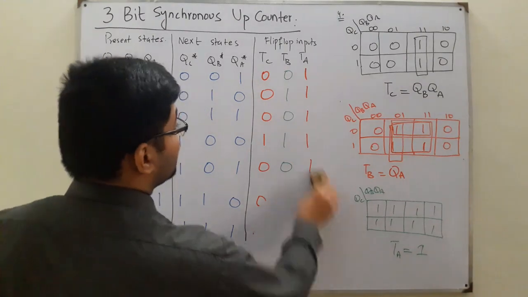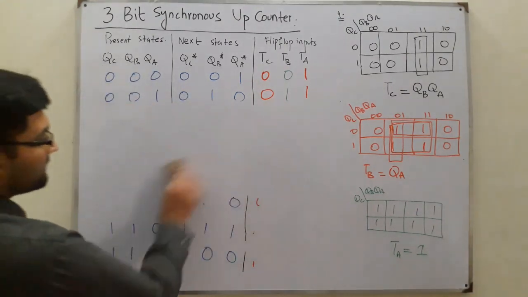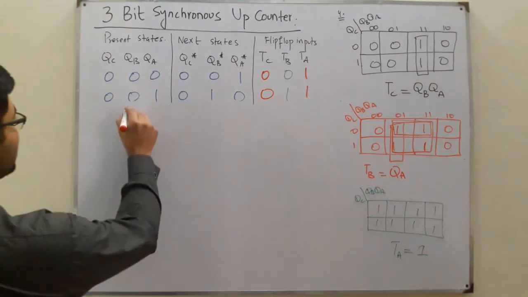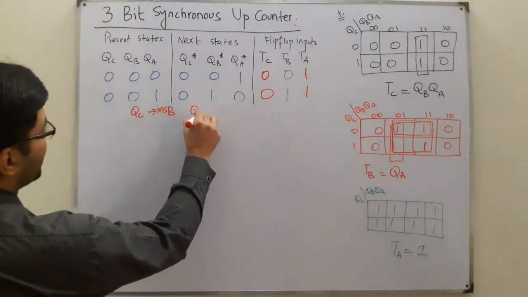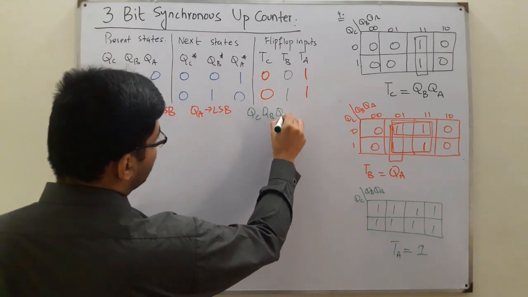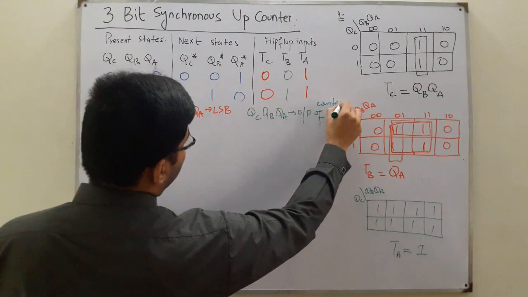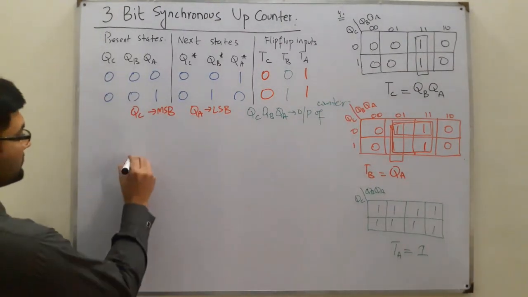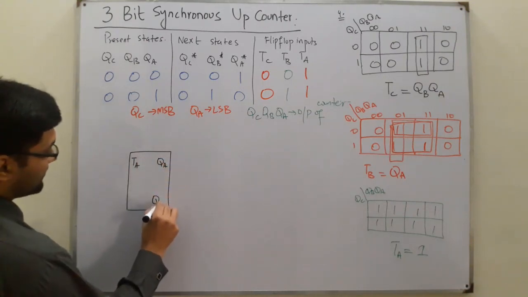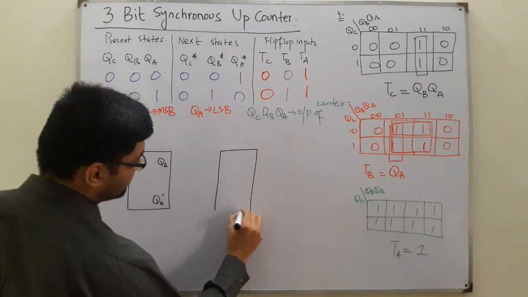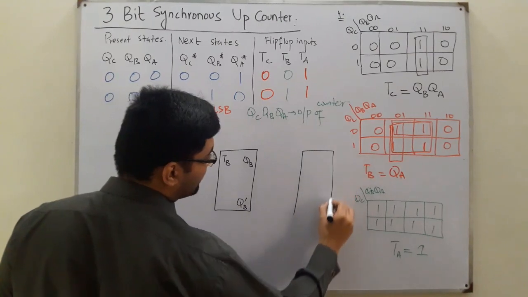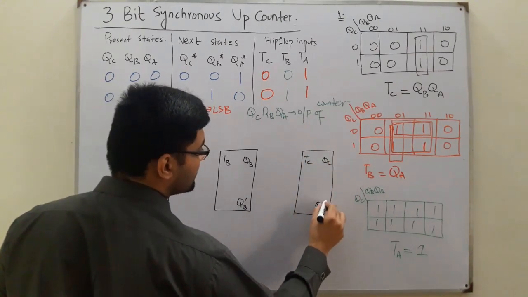Now you draw the logic diagram for it. Fine. And for that I need this much space, it is enough. And in this case you see that QC is the most significant bit, right? QC is the MSB and QA is the LSB, which makes the output of the counter QC, QB, QA. This is the output of the counter. So now you need three flip-flops because this is a 3-bit counter. This is TA, this is QA, QA complement. This is TB, QB and QB complement. And finally, this is the third, that is TC, QC and QC complement.